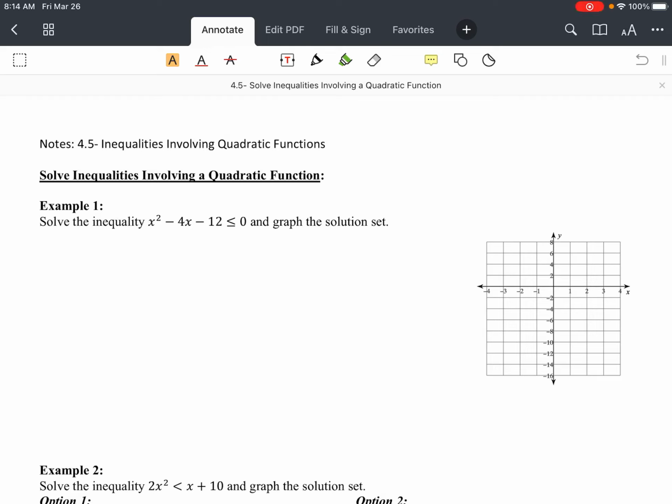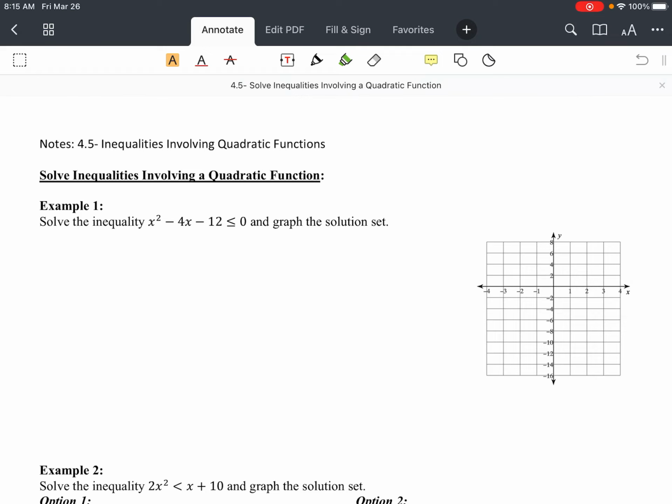All right, so in this section, we're going to be talking about inequalities involving some quadratic functions. So we're going to start off with an example. We want to solve the inequality x squared minus 4x minus 12 is less than or equal to 0, and then we're going to graph the inequality, the solution set.